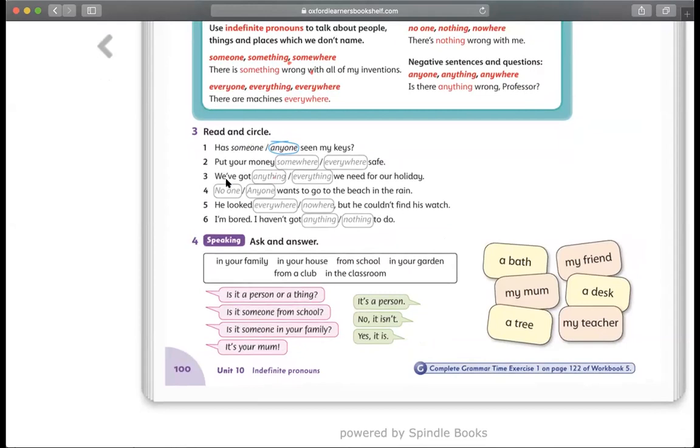Read and circle. So here we have to choose one of the two options. Has someone or anyone seen my keys? Look at this. There's a question mark. As you know, in negative and question sentences, we use anyone, anything, or anywhere. That's why we pick this one. The next, put your money somewhere or everywhere. How do you think? Which one is correct?